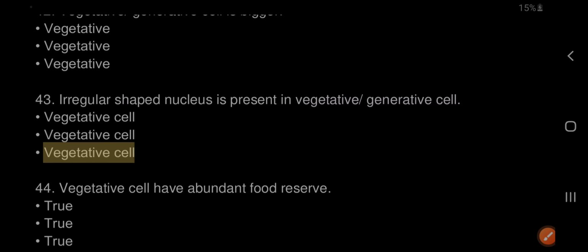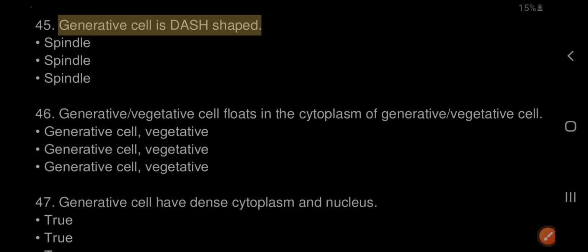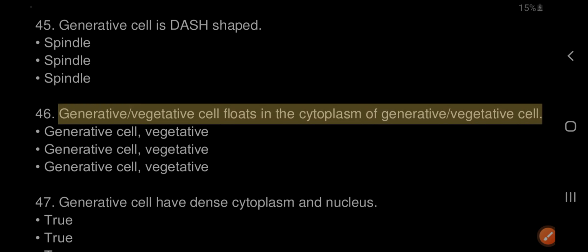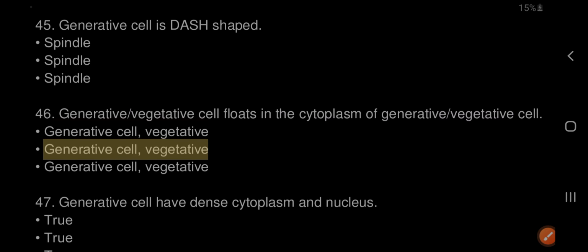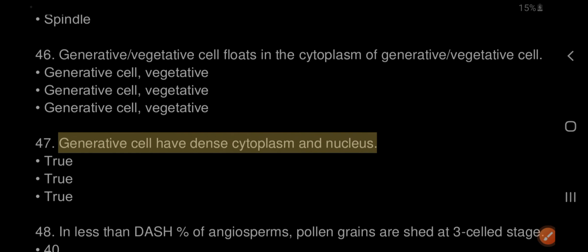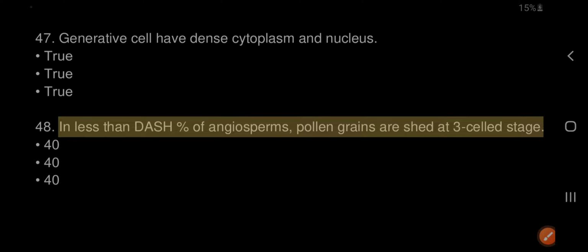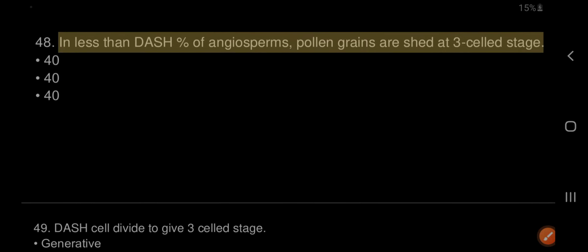44. Vegetative cell have abundant food reserve. True. 45. Generative cell is dash shaped. Spindle. 46. Generative, vegetative cell floats in the cytoplasm of generative, vegetative cell. Vegetative cell. 47. Generative cell have dense cytoplasm and nucleus. True.